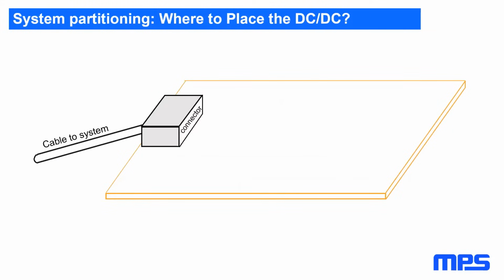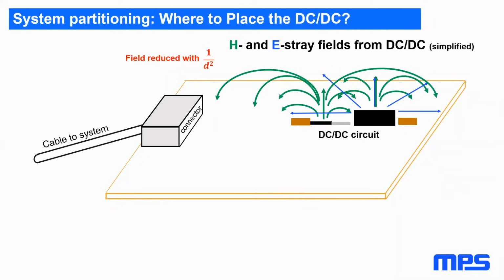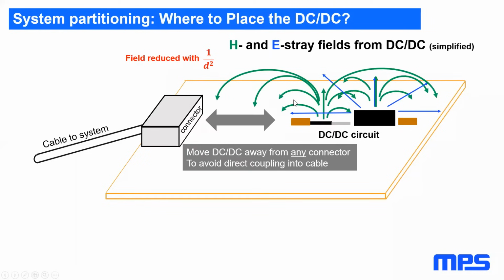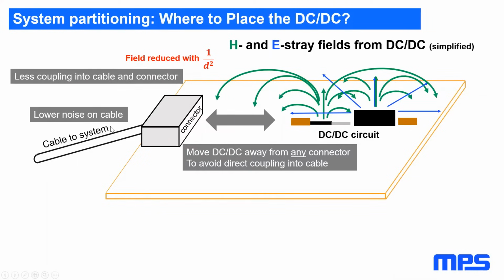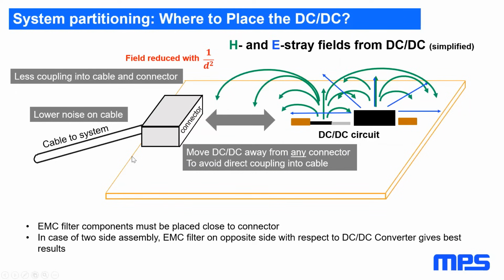For the system, our PCB shape, connector position and cables usually are determined by the system, but where to place our DC-DC converter? If we recap, in the near field condition the field strength reduces with one over distance squared. So the magnetic and electric fields go down with distance, and the only thing we can do is move the DC-DC converter block as far away from the connector as possible. This reduces the coupling into the connector and cable and lowers the noise on the cable, and with this we can meet the stringent EMC requirements.